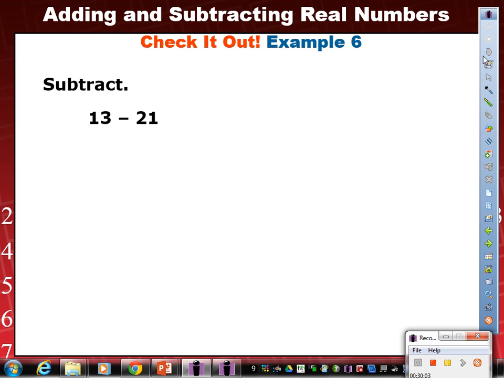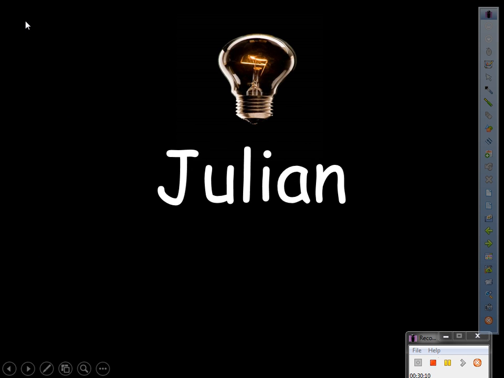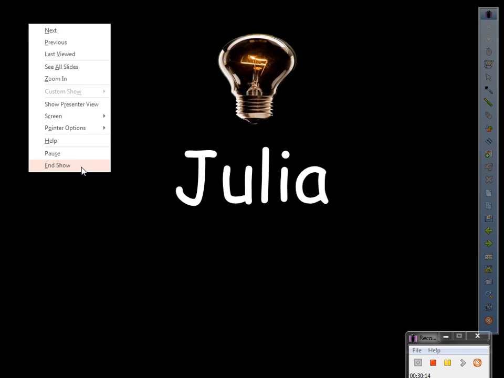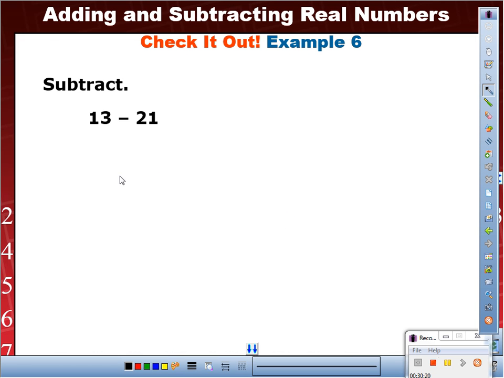So, let me get the randomizer to get somebody to help me out with this one. How about Julia? Opposite of 21, which is negative 21. You add that to 13. Hands if you did that. Yes, because the rule is, what? Add the opposite of the second number to the first. Okay, and which method did you use after that?